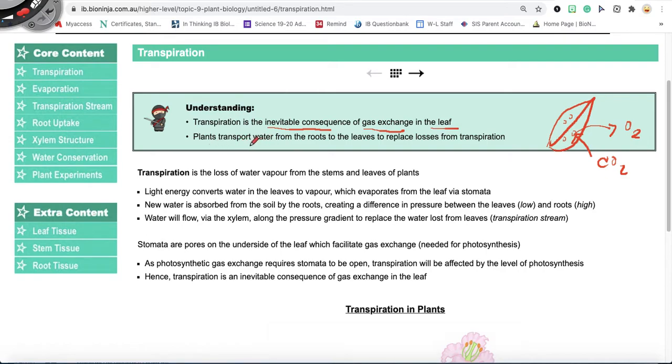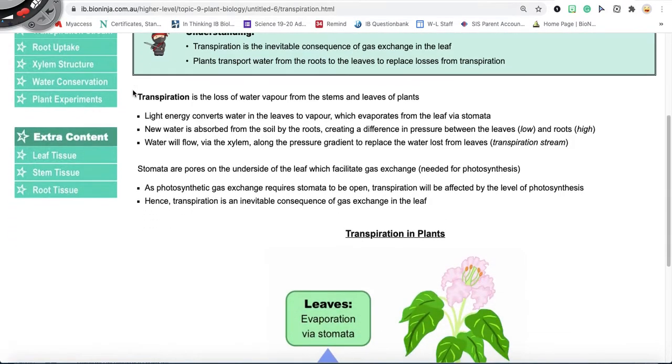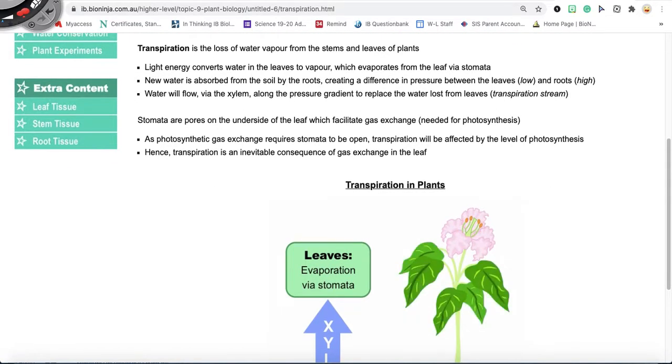We know that plants transport water from the roots to the leaves to replace the loss from transpiration. So then this plant who has roots has to continue the uptake of water from the roots to make up the difference with all the water that it lost when it opened the stomata. All right, so when we think of transpiration, we think of water loss, not just from the leaves, but also water loss from the stems. Although that doesn't happen as much as the water that gets lost from the leaves from the stomata.